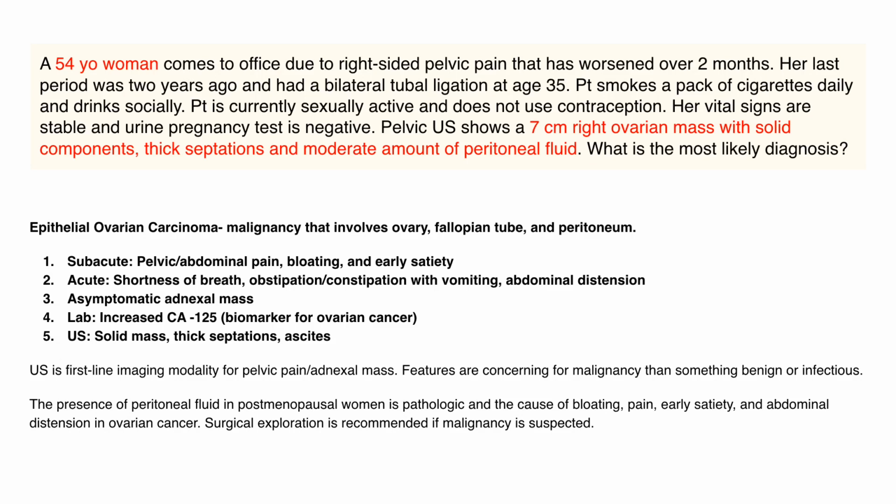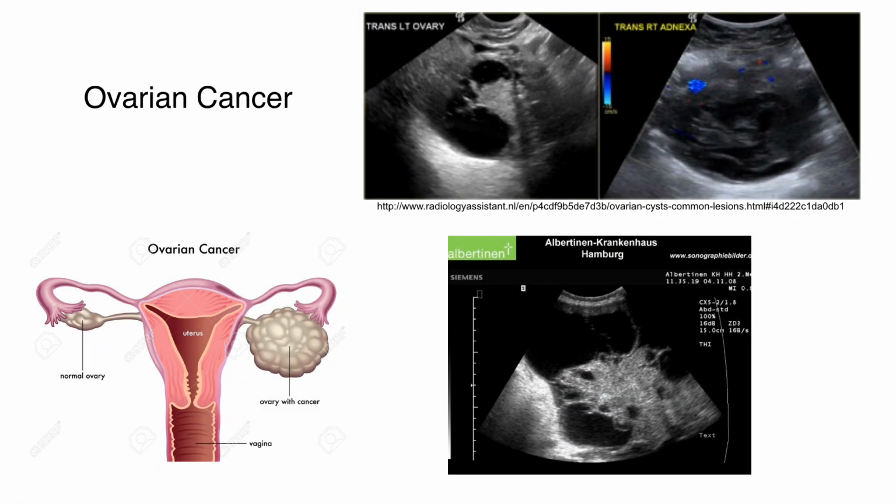When you see peritoneal fluid in premenopausal women, that is common. Peritoneal fluid in postmenopausal women is not good and can indicate ovarian cancer. So treatment is surgical exploration if malignancy is suspected. You don't want to do a biopsy. You don't want to spread the cancer. So definitely do surgery to explore what it is. The ultrasound image on the bottom of the slide shows the thick septations that can indicate carcinoma, ovarian carcinoma.